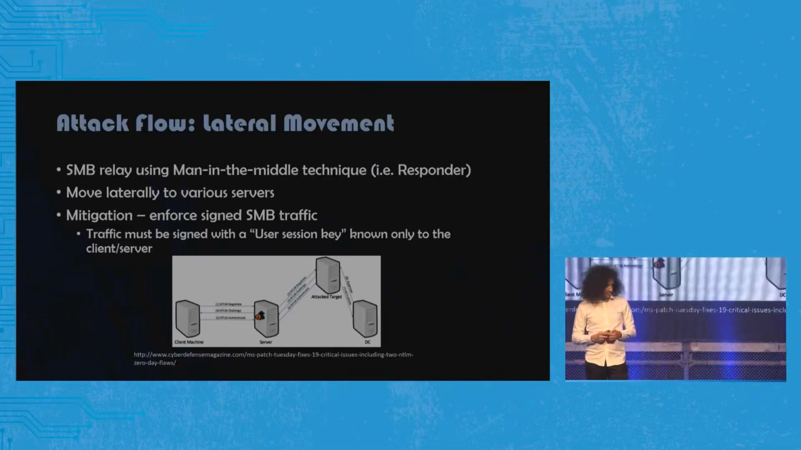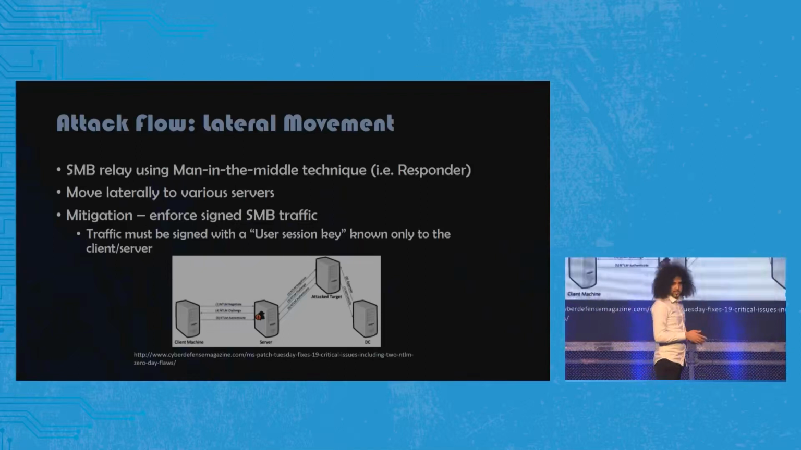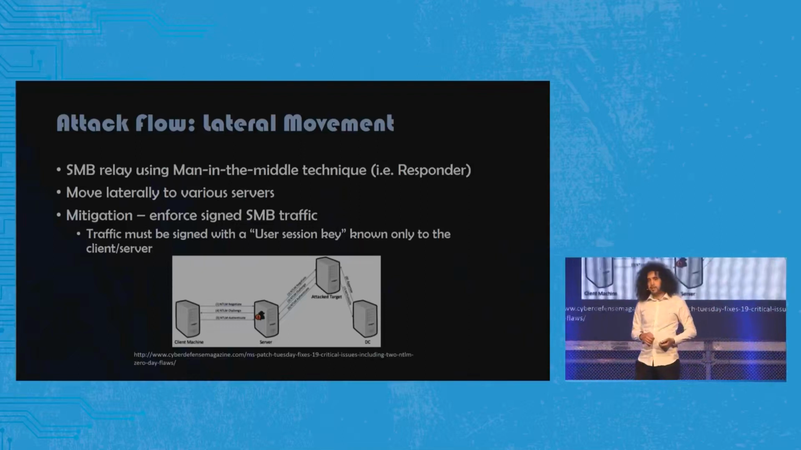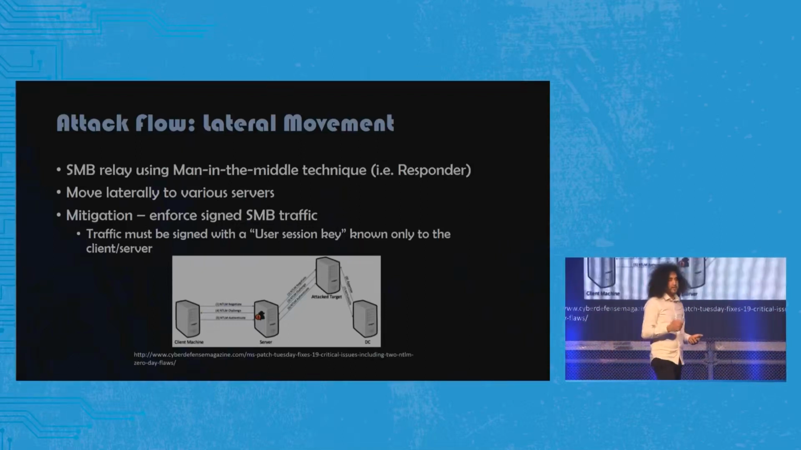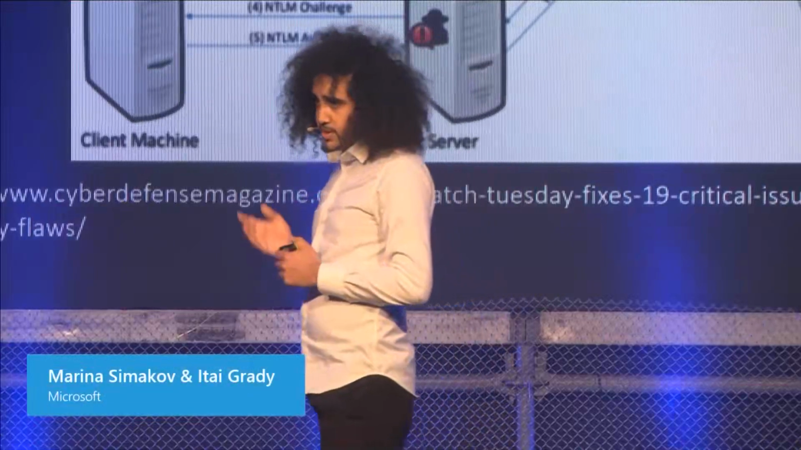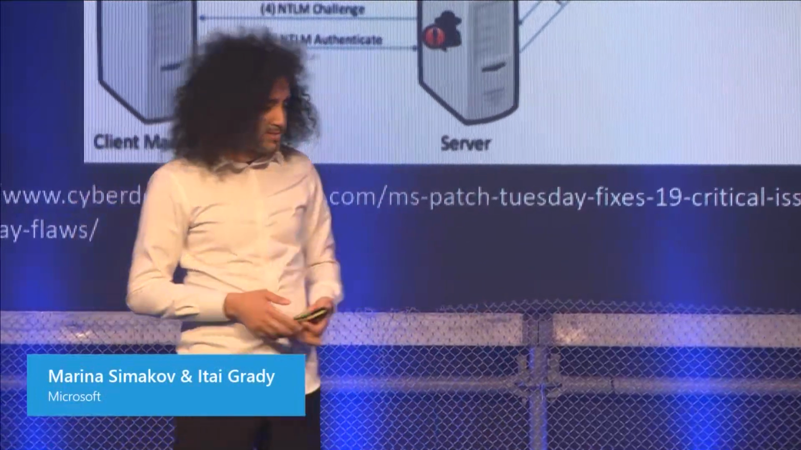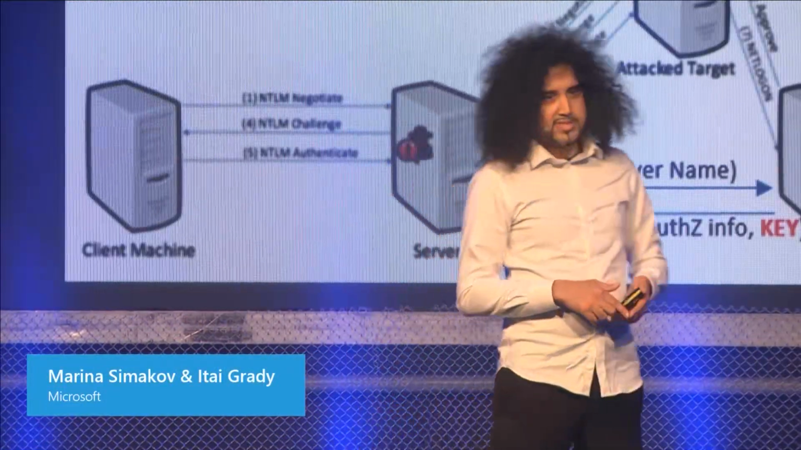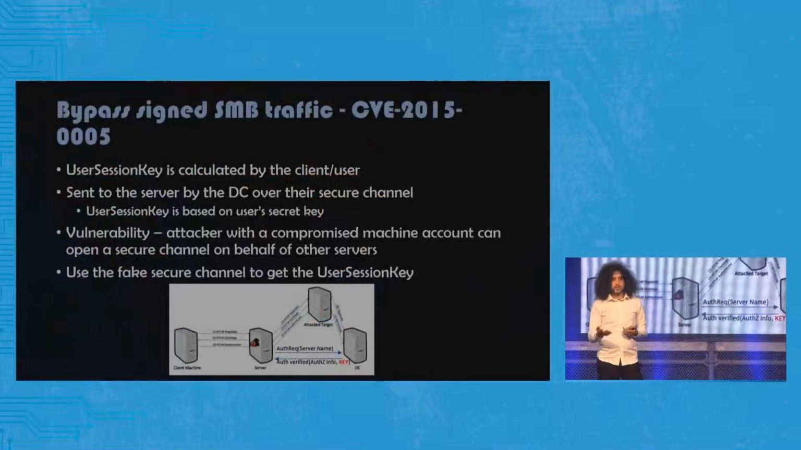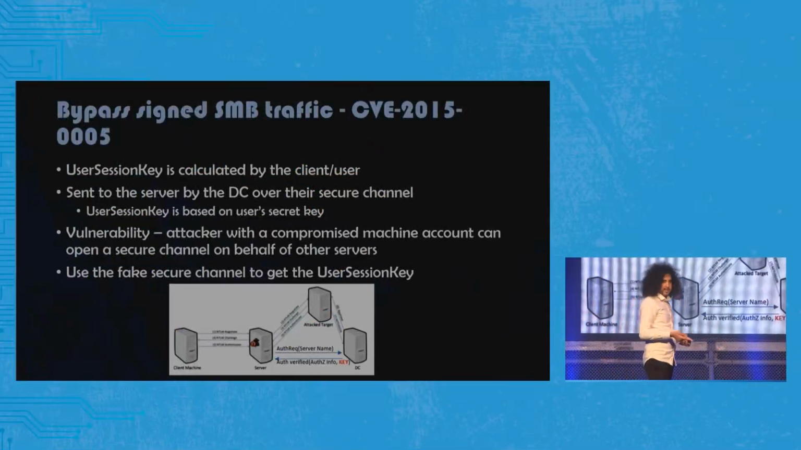The problem with these tools is that there is a mitigation for such a relay: by enforcing traffic to be signed, such as SMB signing, the man-in-the-middle attacker can't really sign the traffic, because the secret for signing is known only to the client and the server, the user session key in this case. Apparently, there is an issue with this mechanism. The user session key is actually based on the user's secret key, which is known only to the user and the domain controller, meaning that the server would need to acquire this user session key from the domain controller via their secure channel.